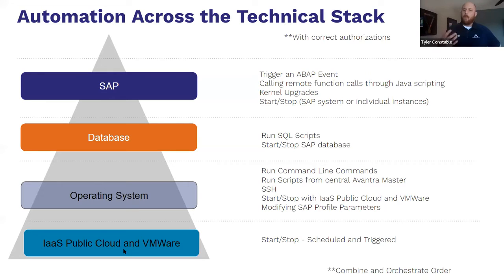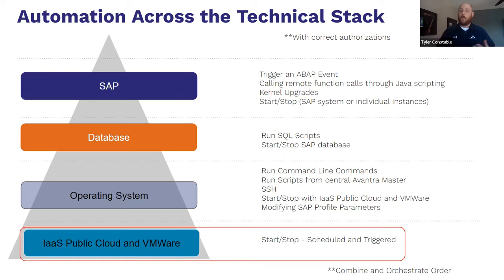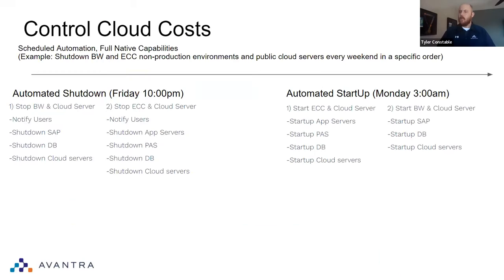So when we talk about Avantra and its capabilities of monitoring and management in an SAP environment, we really are talking about the full stack, whether it's the SAP layer at the top, the database layer, the operating system, or the public cloud layer. Now, obviously today we're going to be focusing on that bottom layer, which is the Google Cloud layer, but really it's going to impact that full stack. So when we ask how Google Cloud works with Avantra and what that means by automation, a couple of quick examples that often come up are, first of all, controlling cloud costs.